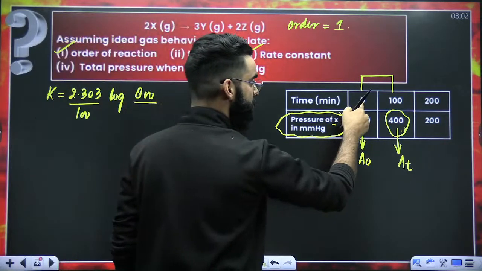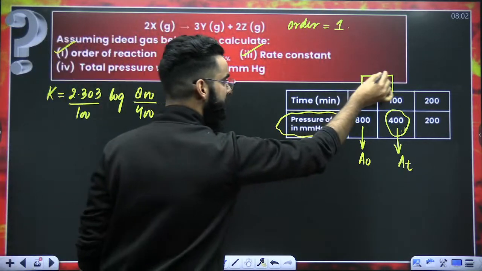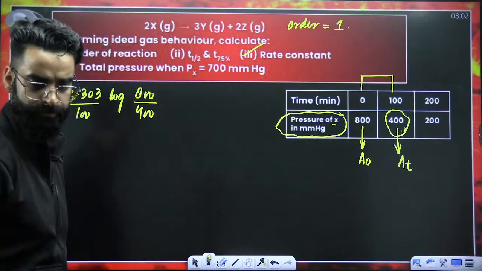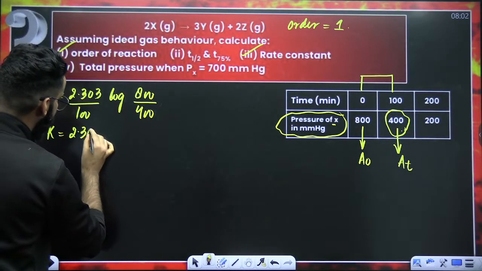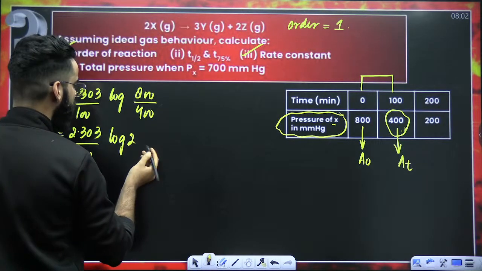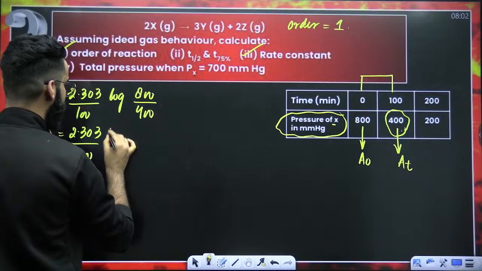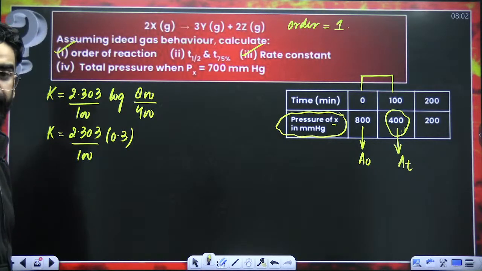Perfect. This is time t equal to 0, this is time t, right? So this has to be 400, because I've chosen this time interval. I hope you're getting it. So for the K value, I'll get 2.303 divided by 100, times log of 2. And log of 2, you know, is 0.3, so multiplied by 0.3. Perfect. So you'll get K.